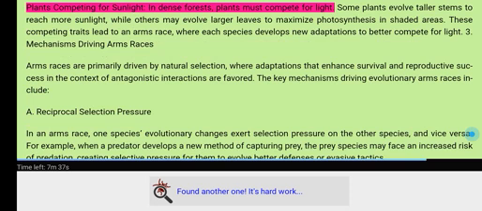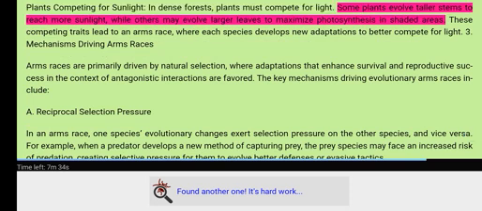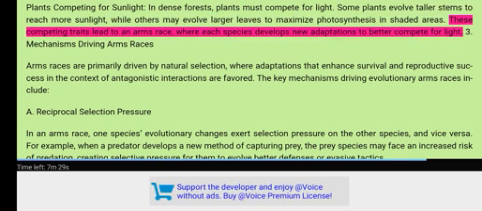Example. Plants competing for sunlight. In dense forests, plants must compete for light. Some plants evolve taller stems to reach more sunlight, while others may evolve larger leaves to maximize photosynthesis in shaded areas. These competing traits lead to an arms race, where each species develops new adaptations to better compete for light.